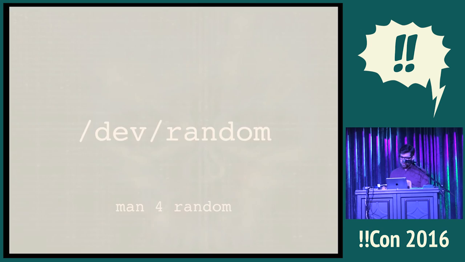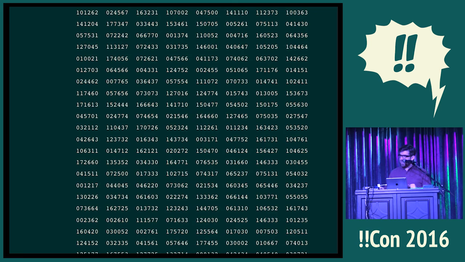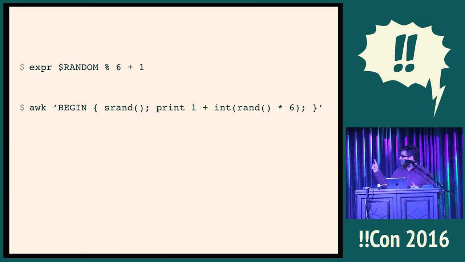So I want to leave you with some really useful stuff. I'm over time already. Here's a bash function called lookBusy. When you call it, it just streams random numbers to your screen, and if someone is just casually walking by, it looks like you're really immersed in something. This first line is how to roll a six-sided die in bash. This is how to roll a six-sided die in awk. And you can choose the seed in awk, and I think that's really cool.